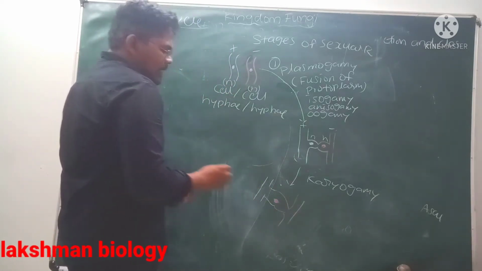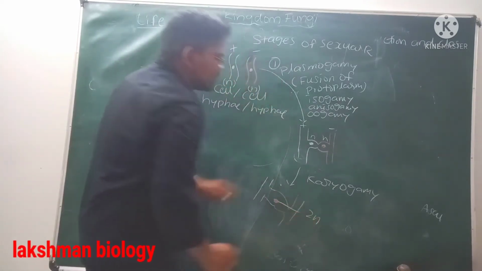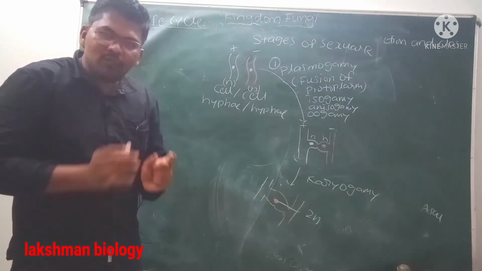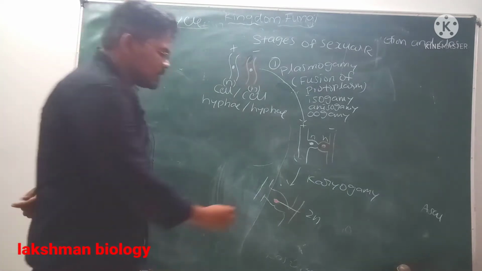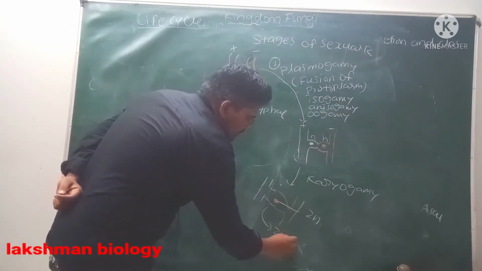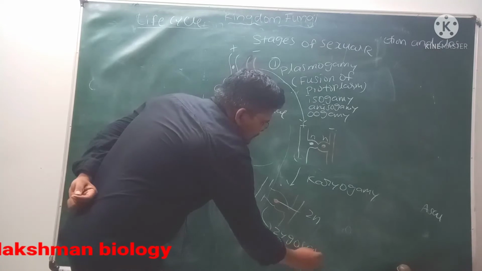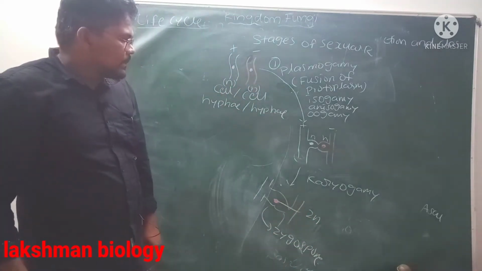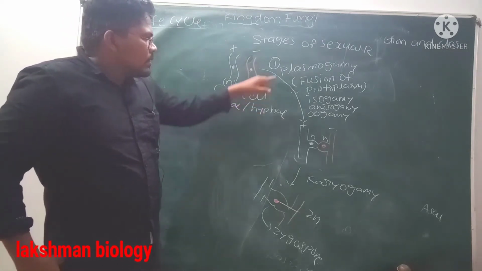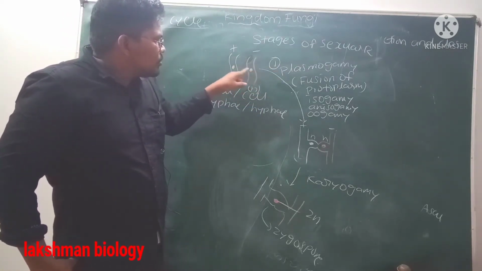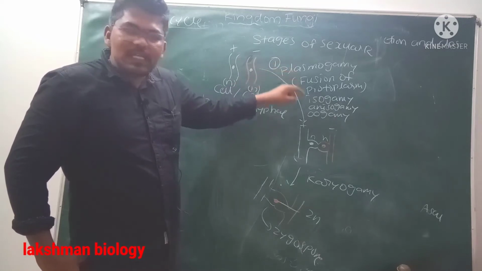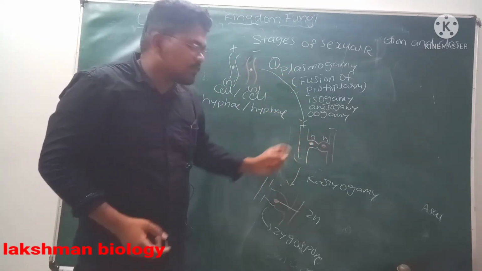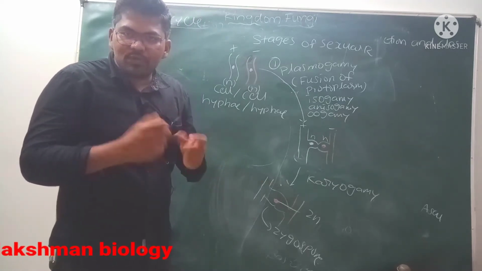After karyogamy we can see the formation of a diploid nucleus. Both haploid nuclei are combined together and form one diploid nucleus. Then the structure is called a zygospore. In a few types of fungi, the two nuclei, immediately after the plasmogamy, are fused. Immediately these two nuclei are fused after the fusion of the protoplasm.